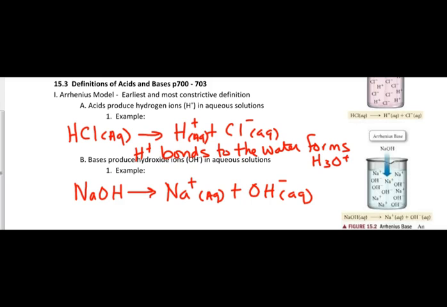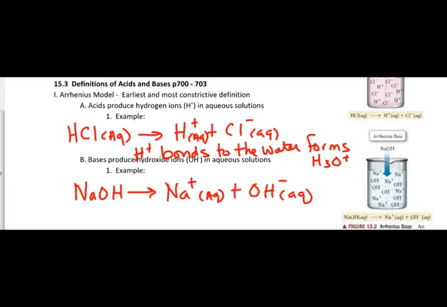Pretty simple definition. So let's talk about bases. The definition for a base is that they produce hydroxide ions in aqueous solution. Notice here you have sodium hydroxide, and sodium hydroxide dissociates into sodium ions and hydroxide ions. What this definition is saying is that the only thing that can be an Arrhenius base is something that produces hydroxide ions or has hydroxide ions. So this is a very narrow definition.